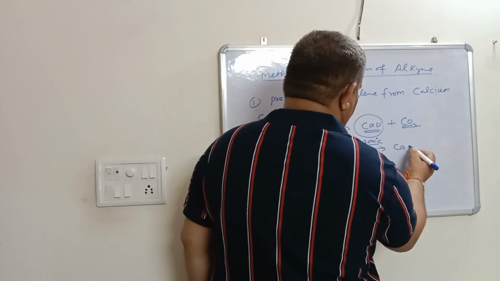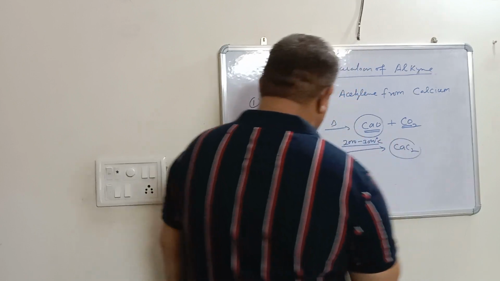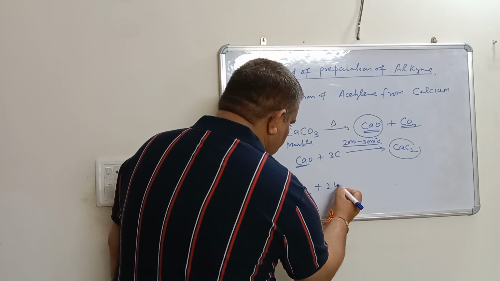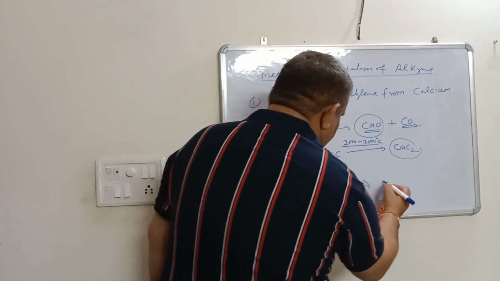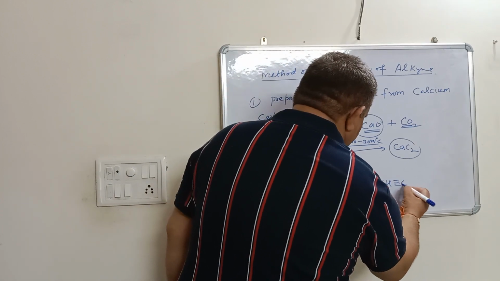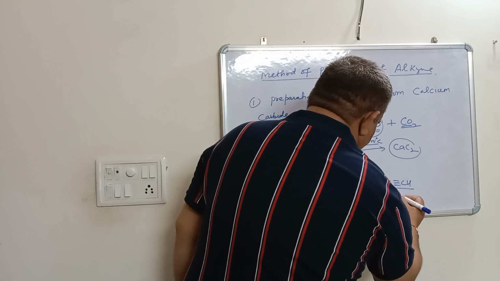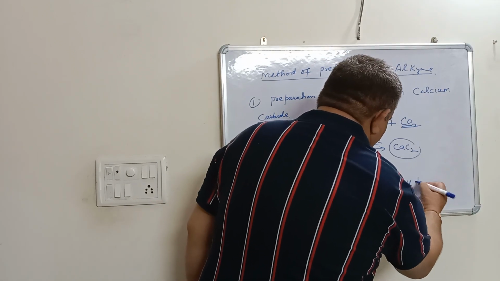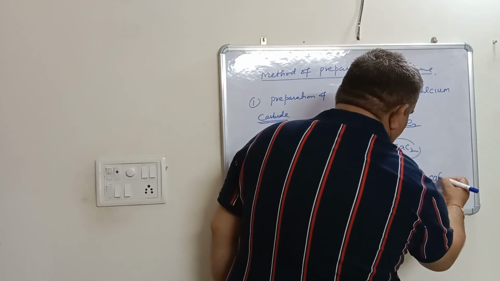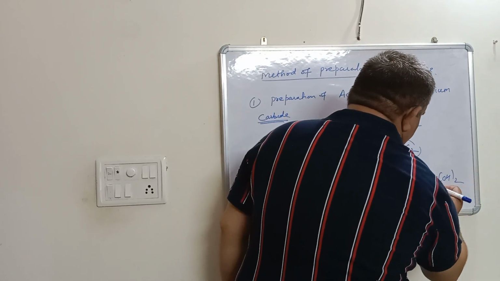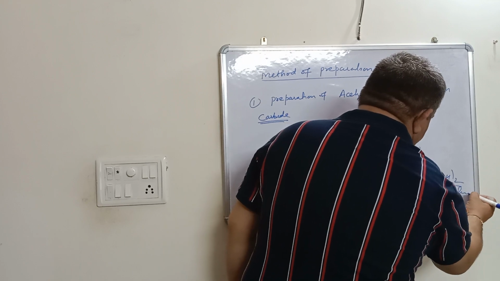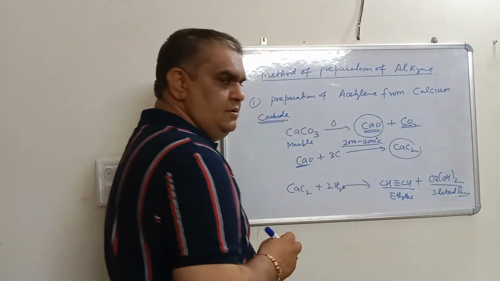forms calcium carbide, and this calcium carbide on hydrolysis forms acetylene gas, which is ethyne, and the side product is Ca(OH)2. This is known as slaked lime, and this is a very important method.